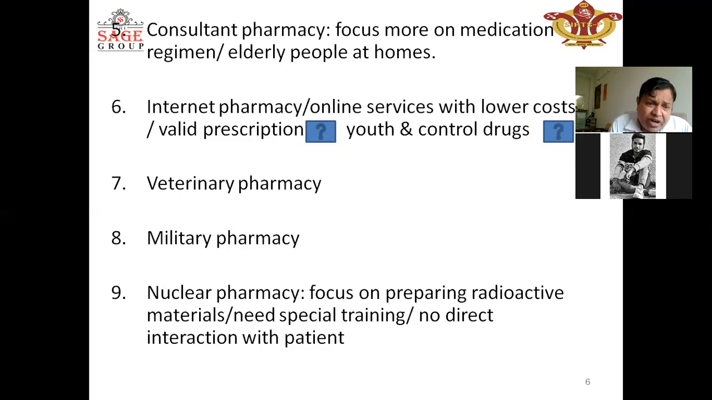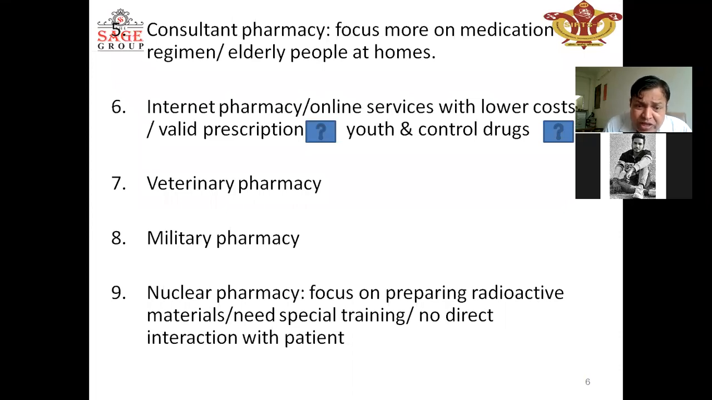Similarly, veterinary pharmacy is also included, and military pharmacy, which you can see in military hospitals and the military drug distribution system in their health care units.